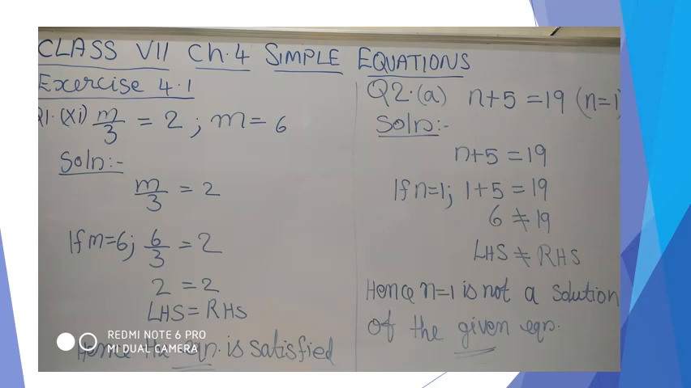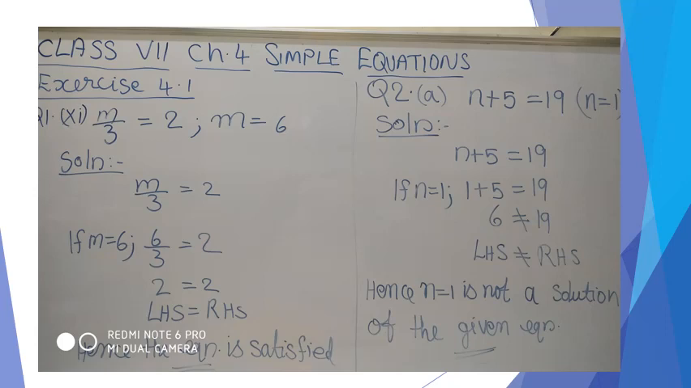Next, question number 11. m/3 = 2, m = 6. Given equation is m by 3 = 2. If m = 6, in the place of m substitute the value 6. So we get 6/3 = 2. That is 2 = 2, means LHS equal to RHS. Hence the equation is satisfied.